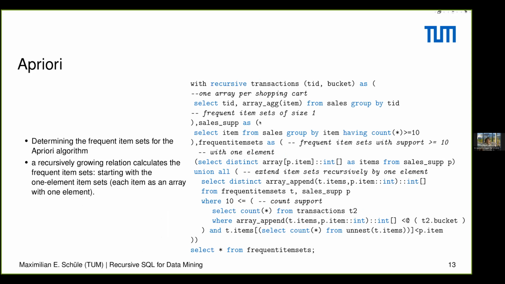And how does this work? We have a recursively growing relation. So we start with the one-item sets. We use arrays in SQL, and then we extend them in each recursive step until no more frequent item set is found.